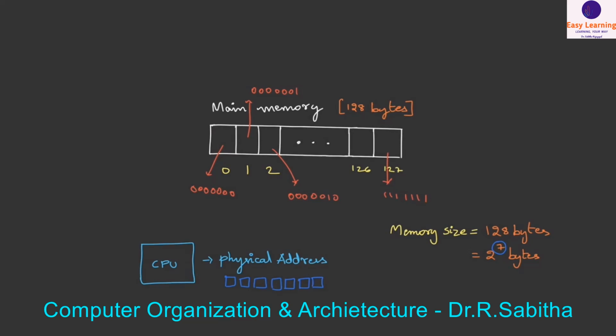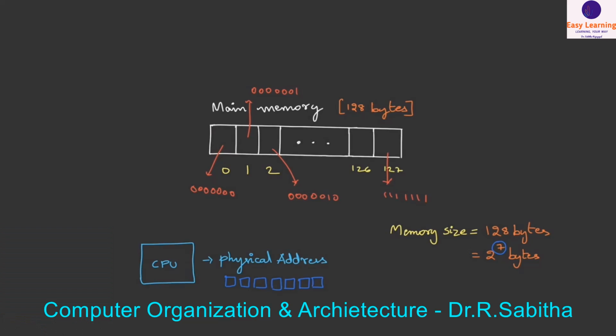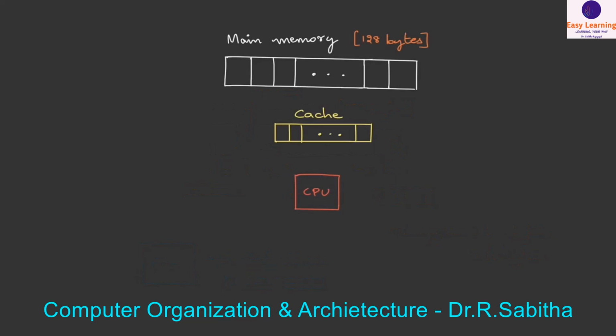So, totally it requires 7 bits. So, the physical address is 7 bits. That is why we have 7 zeros here. Yes, and these addresses are 0 to 127. The last address is all ones. So, you have 7 bits here for representing the physical address. So, for a memory with 128 bytes, 7 bits are required for the physical address. Now, we will go on with the other things.